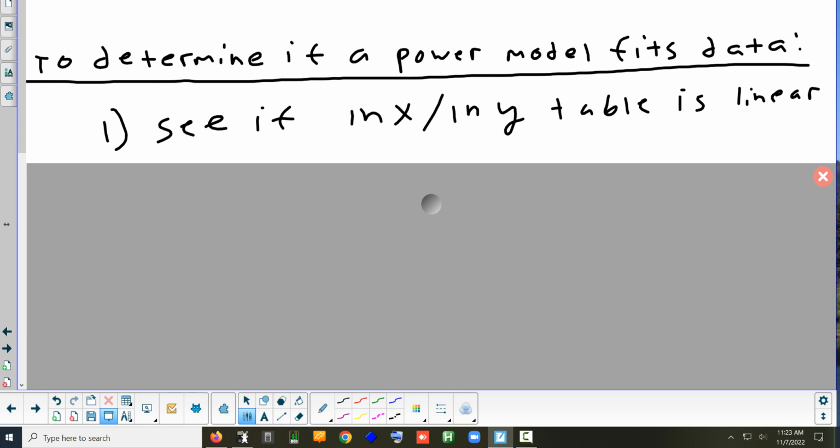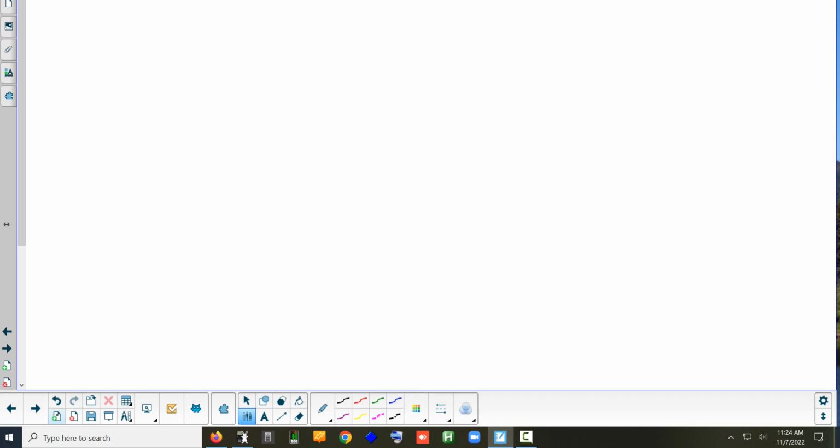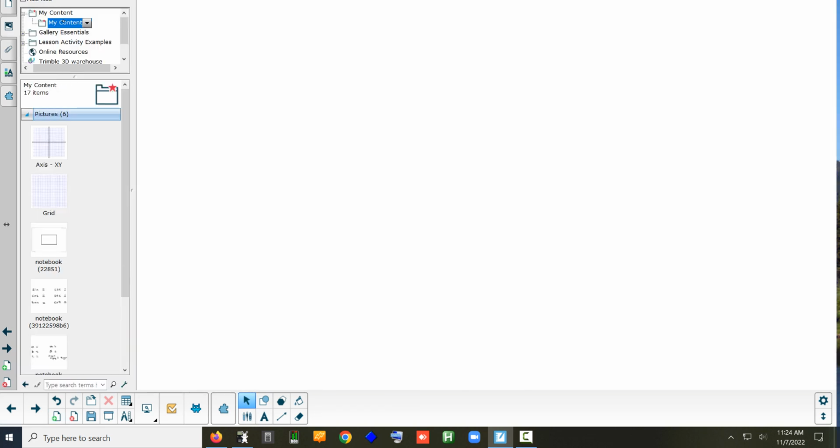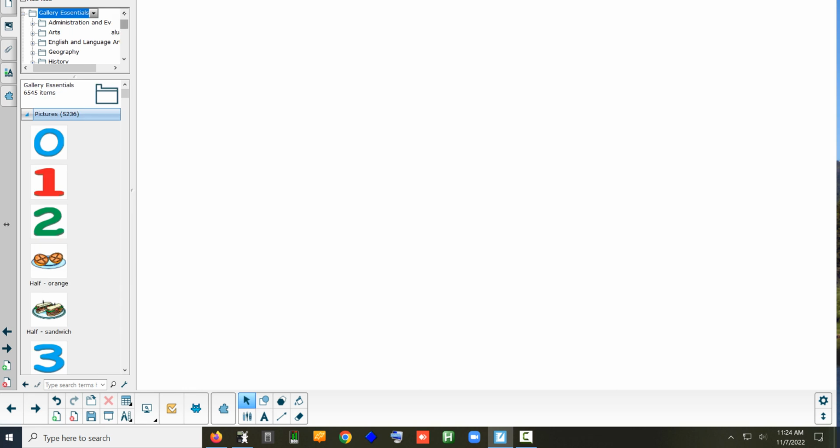There's actually two ways to figure out if you should be using a power model. The first way is to take the ln of all your data and make a new table. The other way would be to make a new piece of graph paper, and the graph paper would handle taking the log for you, the way the paper is drawn. I'll show you that. I'm not going to do it on this type of paper right now. I want to do it the way I showed you.